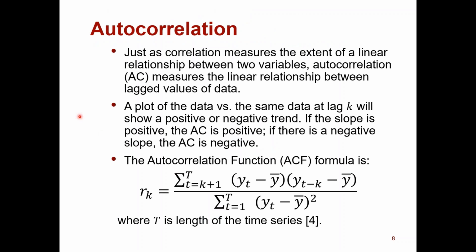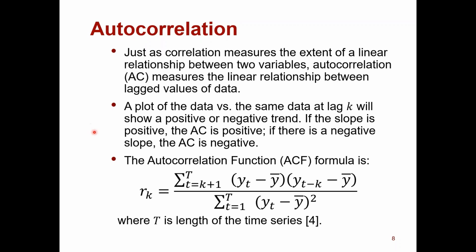So to recap, autocorrelation, just as correlation measures the extent of a linear relationship between two variables, autocorrelation measures the linear relationship between lag values of data. A plot of the data versus the same data at lag k will show a positive or negative trend. If the slope is positive, the autocorrelation is positive. If there is a negative slope, the autocorrelation is negative.